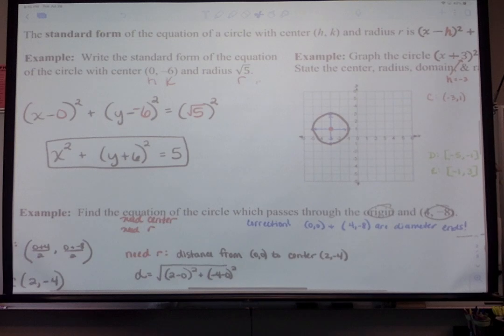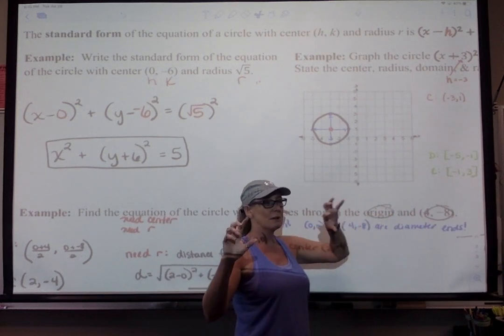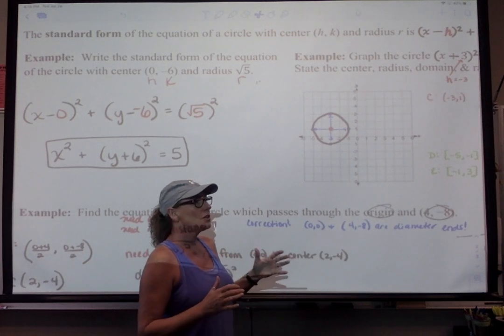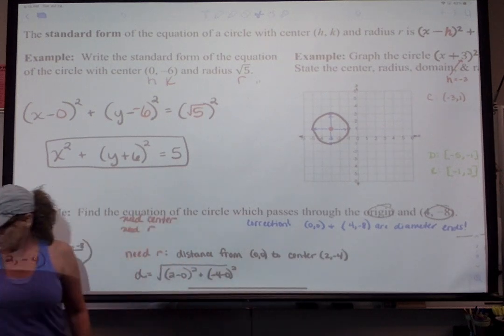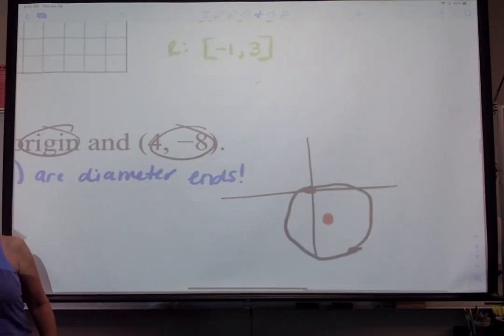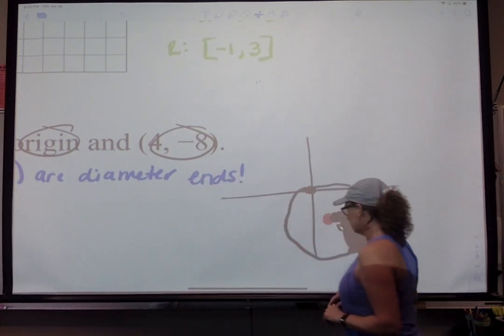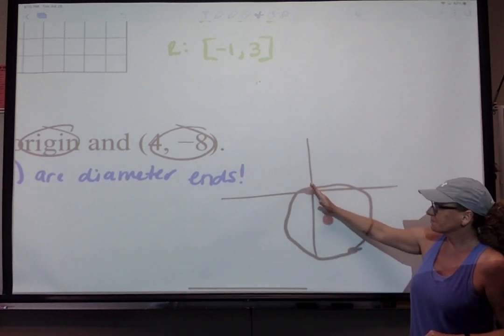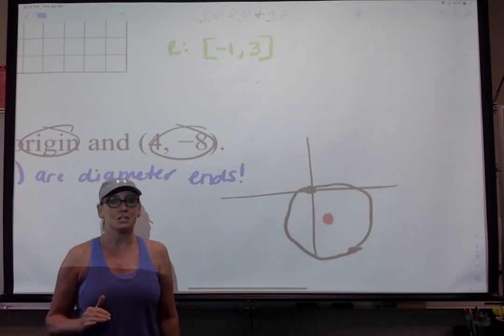Moving on. I need to write an equation of the circle that passes through the origin in here. Clarification. I should have made this more clear in the directions. It doesn't just pass through those 2 points. Those 2 points are the ends of the diameter. So it looks something like that. I know, terrible circle. But my diameter passes through here. Okay? So that's kind of what it looks like. And I'm supposed to write an equation for that circle.